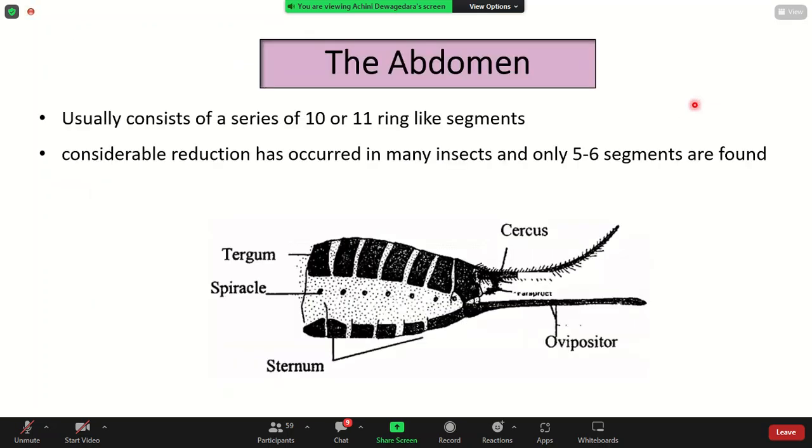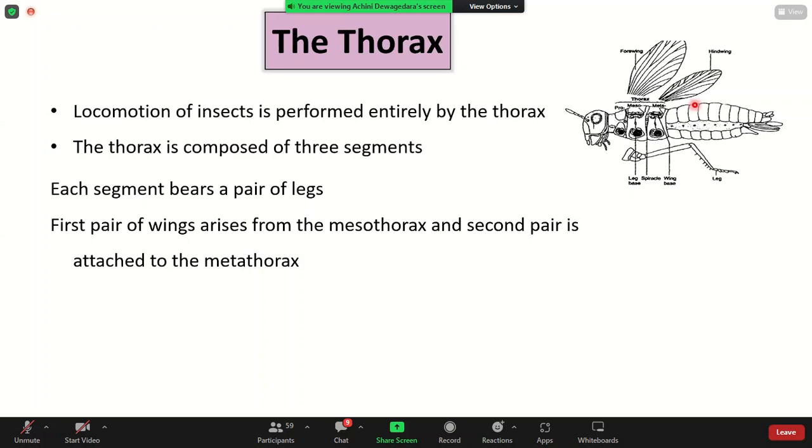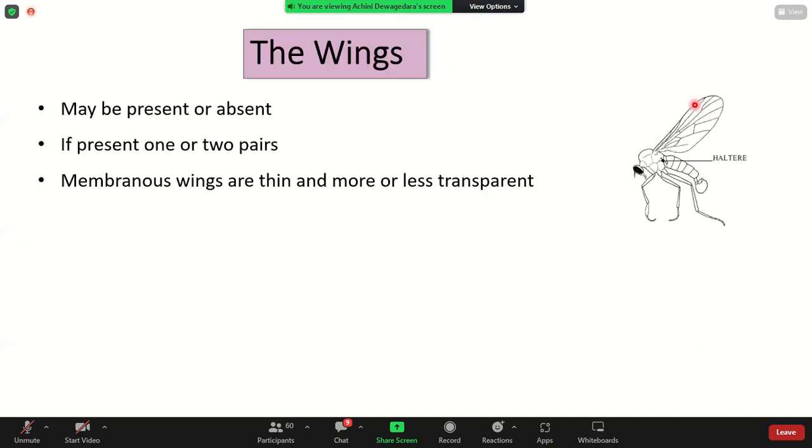What are the structures present in the abdomen? What are the external structures? Do you have any idea? Okay, let's see.